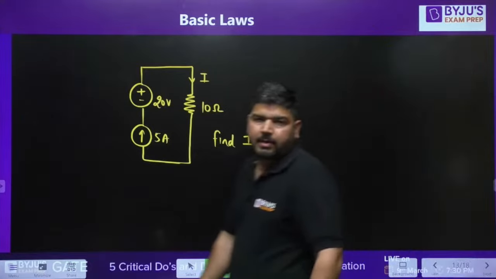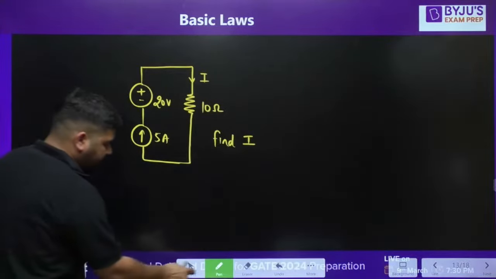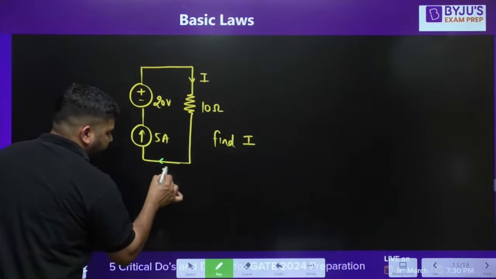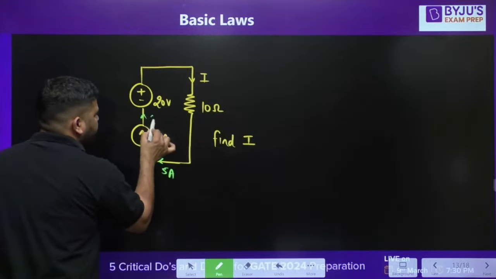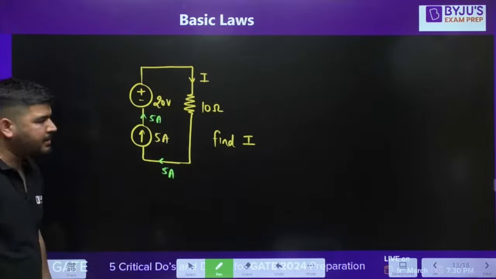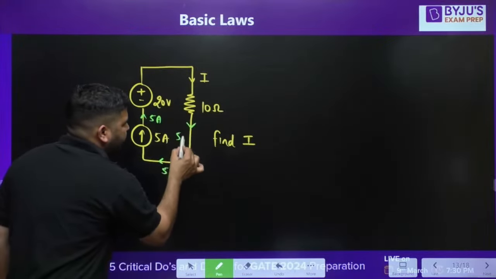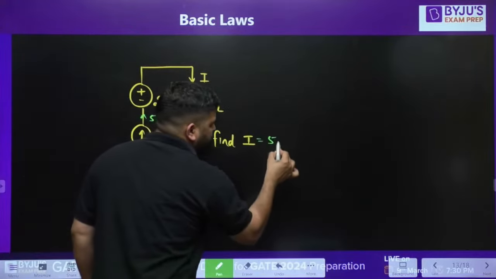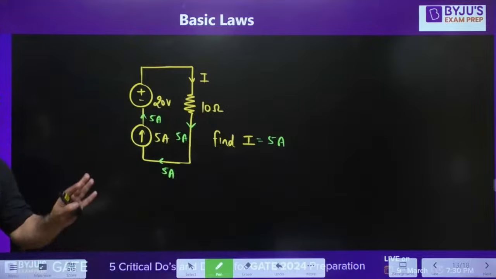Yes, the current I has to be 5 ampere. This current source will say, I will accept 5 ampere, I will give 5 ampere. It means in this branch, in the entire branch, current is fixed. Only 5 ampere will flow on this side. So I has to be 5 ampere, and there is no violation of any rule.